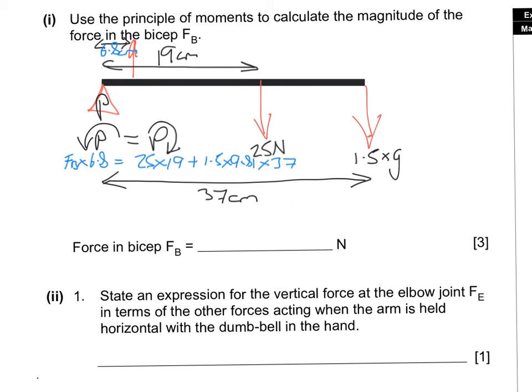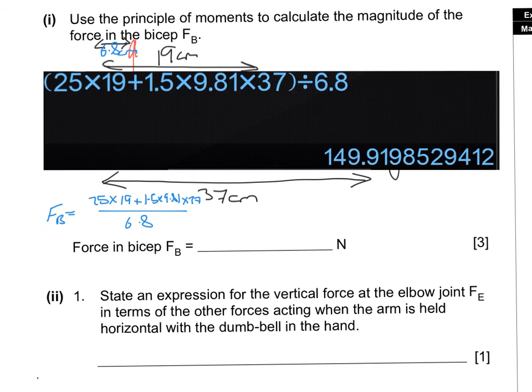And so anti-clockwise moments equal clockwise moments, and we need to solve that now for FB, so we need to take the 6.8 to the other side to get FB. So we've got 25 times 19, plus 1.5 times 9.81 times 37 for the moment of the other one, and dividing now by 6.8. And I'm making that 150 newtons.